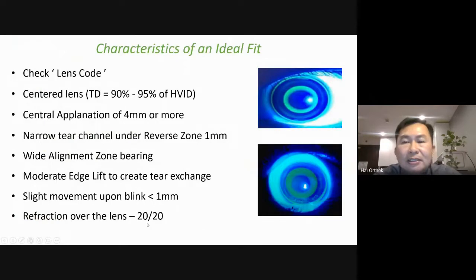The characteristics of ideal fitting of the AutoK lens. First, we have to check the lens code. Make sure we put the correct lens on the patient's eye, and that the patient is not mixing up left and right. We check that the lens diameter is about 90 to 95% of the cornea. This is a perfect fit for the AutoK lens. The central application is about 4 millimeters or more. It should have a narrow 1 or 2 millimeter reverse zone tear, and then a wide alignment curve of about 3 to 4 millimeters.